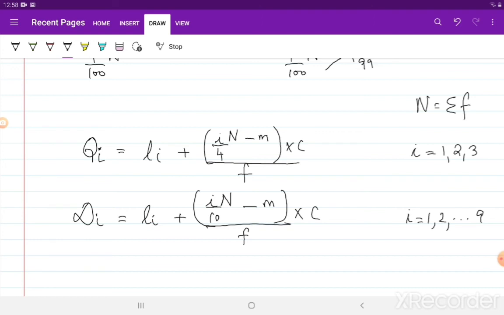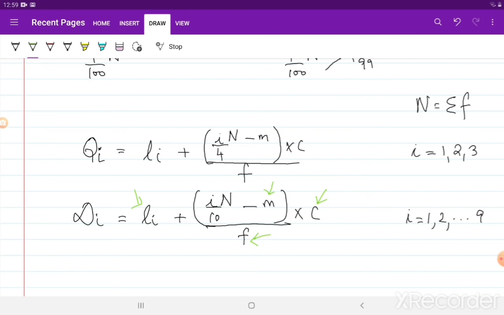Remember here m is the cumulative frequency before the decile class that we are concerned with. F is the frequency of the decile class that we are trying to calculate. Li or L is the lower limit of the decile class that we are trying to estimate, and C is the class width or the size of the class interval.